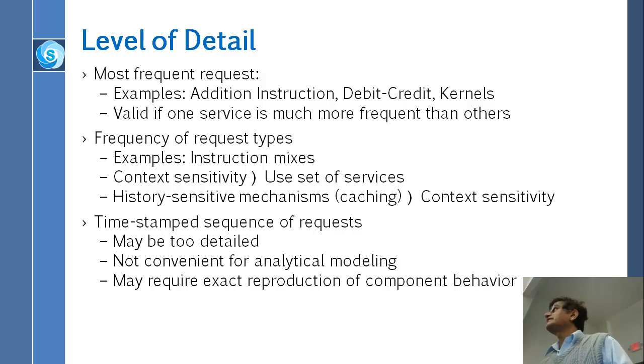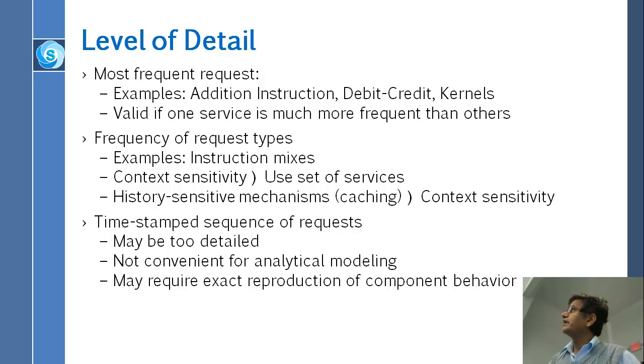The next issue that decides the workload is the level of detail, how detailed the workload should be. If you don't want to go into too much detail, then you take the most frequent stuff, the thing that is most common. For example, in the case of CPUs, the add instruction was selected. Why add? Why not multiply? Because that was the most common instruction. Our debit-credit benchmark, again that is in the book, not discussed here, was used because that was the most common application, and so on.